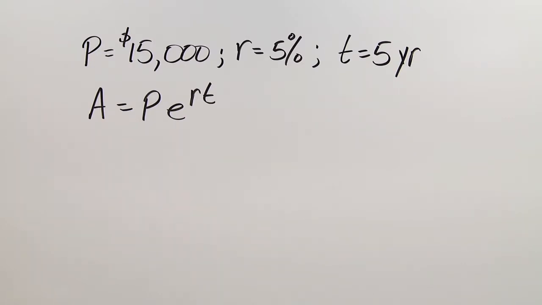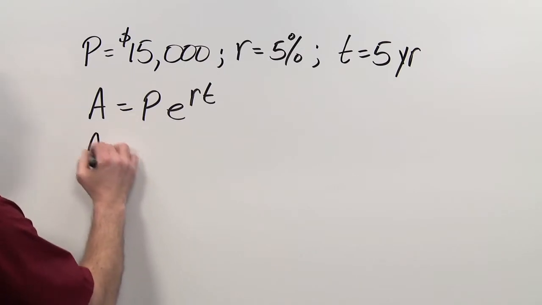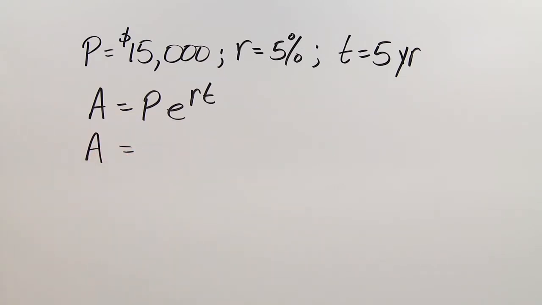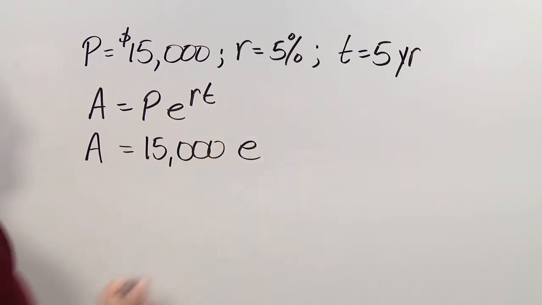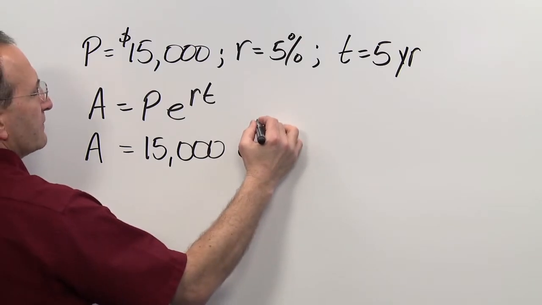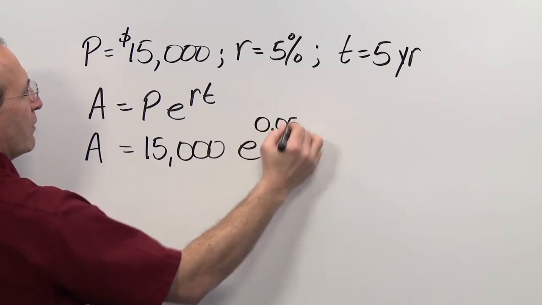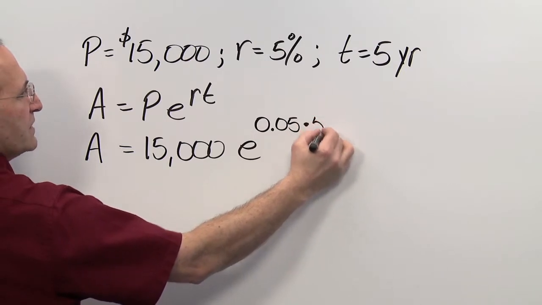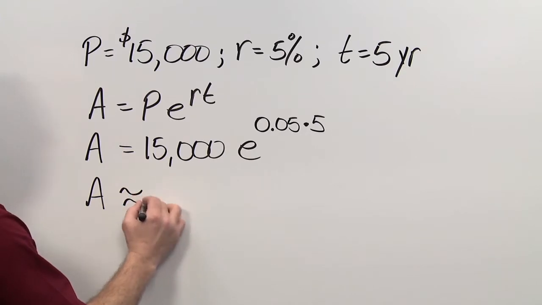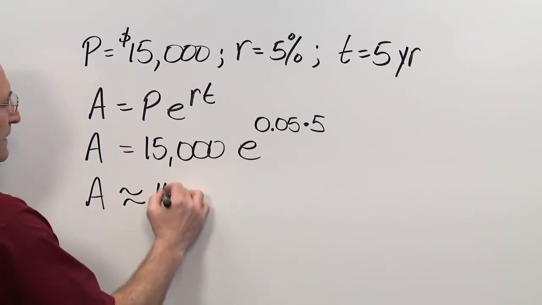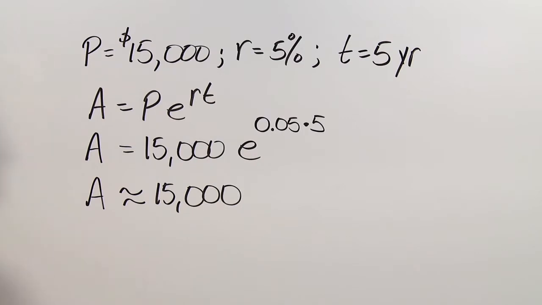We'll use the formula that the amount in the account is equal to the principal times e raised to the rt. And we substitute in A is equal to, and P is the 15,000, e is itself, r is 5%, which we write as 0.05 times t, which is 5. And that will give us that A is approximately equal to 15,000 times, and you get a decimal that goes on forever.